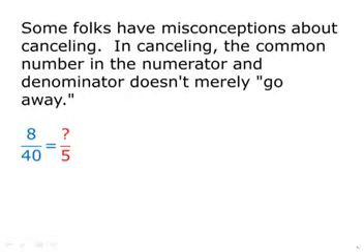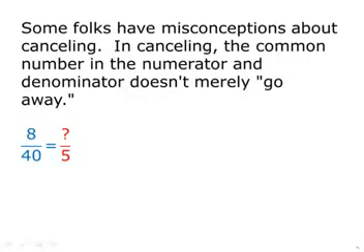We wanted to simplify it. Well, clearly, we can cancel the 8's. So 40 divided by 8 is 5. That gives us the denominator. Well, people who are stuck on the concept of 8's go away, then they wonder what happens in the numerator. What if the 8 goes away? What's left in that numerator?